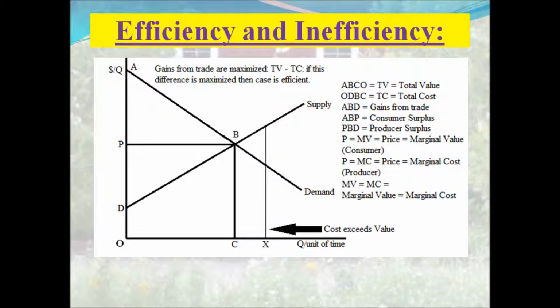P, or price, equals the marginal value in the consumer's version of the world here. The price equals the marginal cost in terms of the producer. The equilibrium price is where marginal value equals marginal cost. We can see that happens here at point B.